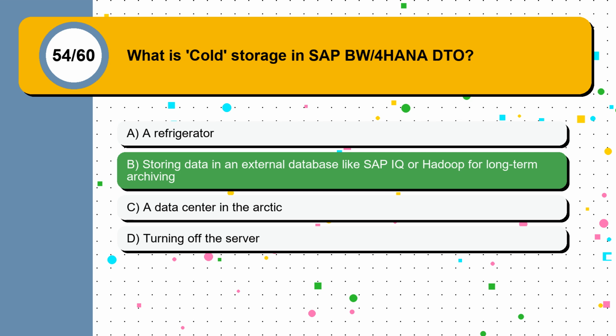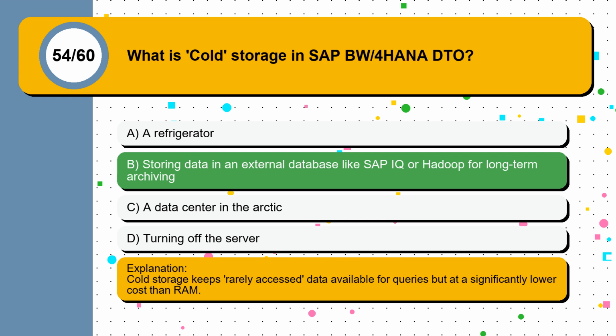The correct answer is option B, storing data in an external database like SAP IQ or Hadoop for long-term archiving. Cold storage keeps rarely accessed data available for queries but at a significantly lower cost than RAM.